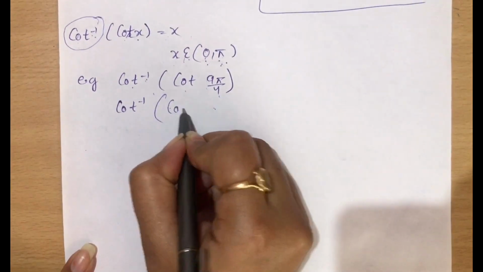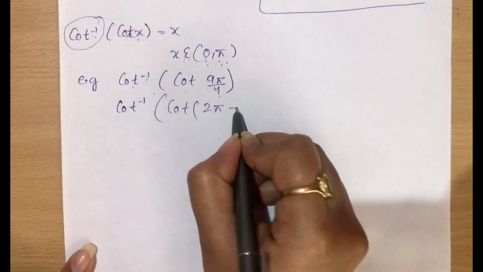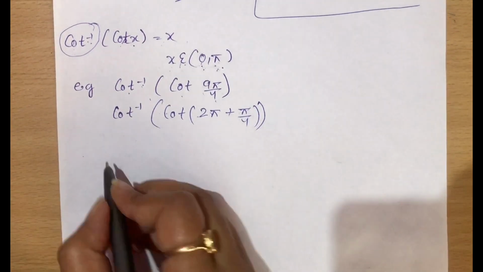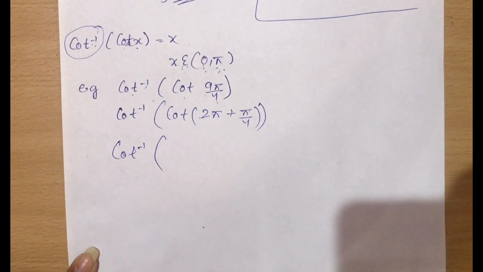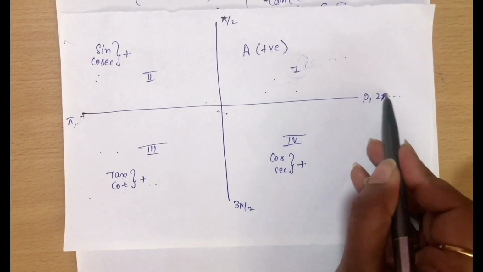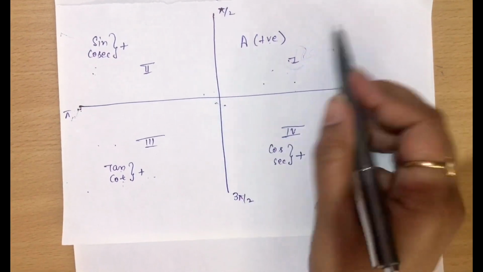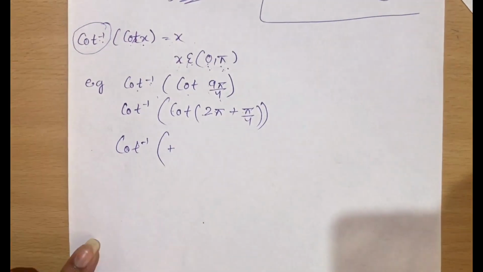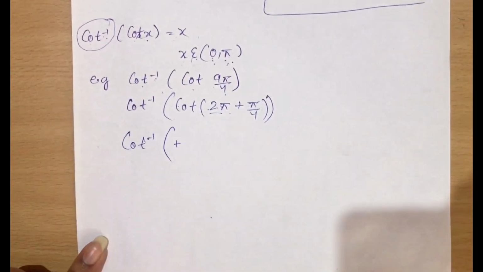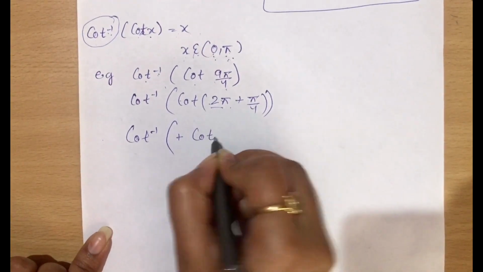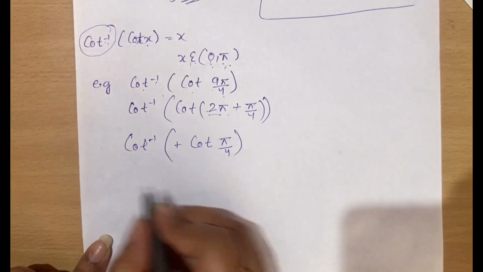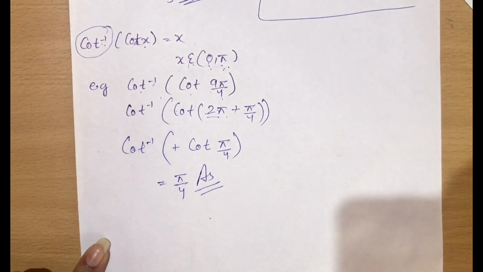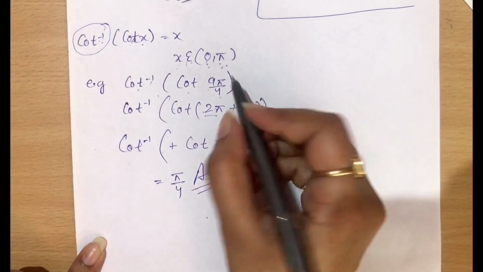So let's take an example, cot inverse cot 9 pi by 4. This will equal 2 pi plus pi by 4, because 4 times 2 is 8, plus 1 gives you 9. So this will equal 2 pi plus pi by 4. This is 2 pi plus pi by 4, which lies in the first quadrant, and in the first quadrant all are positive signs, so this gives you a positive sign. With 2 pi, no transformation occurs, so cot remains the same, and your theta is pi by 4. This is equal to pi by 4, and pi by 4 is the answer because pi by 4 lies in the principal range.